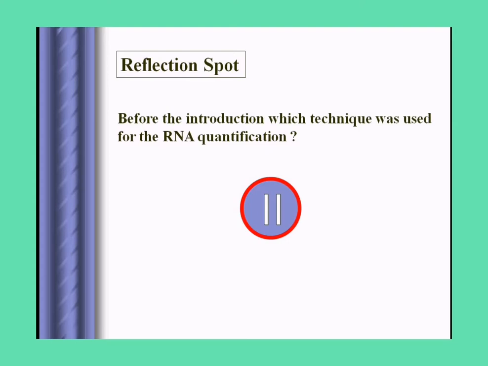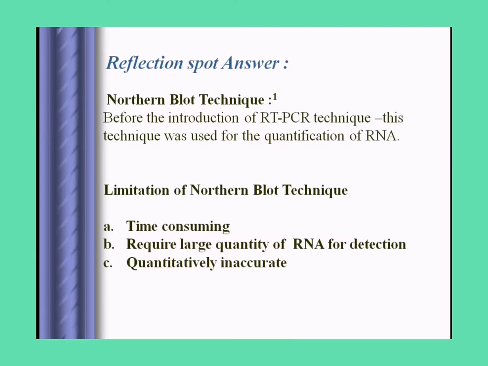Before the introduction of RT-PCR technique, which technique was used for RNA quantification? Now pause the video for a minute and write down the answer in your notebook. Now resume your video and check the answer. Reflection spot answer: that is Northern blot technique. Before the introduction of RT-PCR technique, this technique was used for the quantification of RNA. There are some limitations of Northern blot technique: it is time consuming, requires a large quantity of sample, and is quantitatively inaccurate.